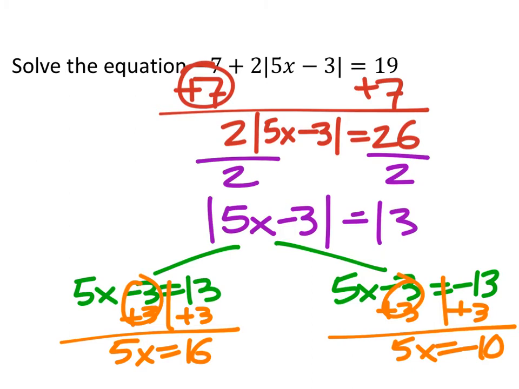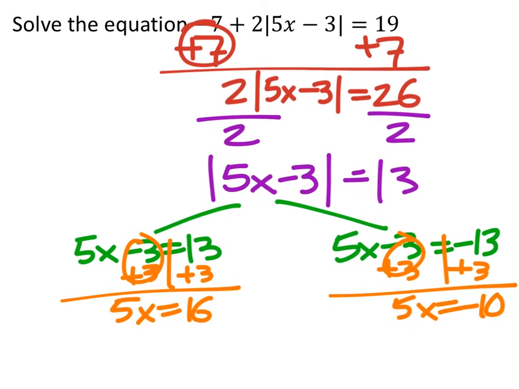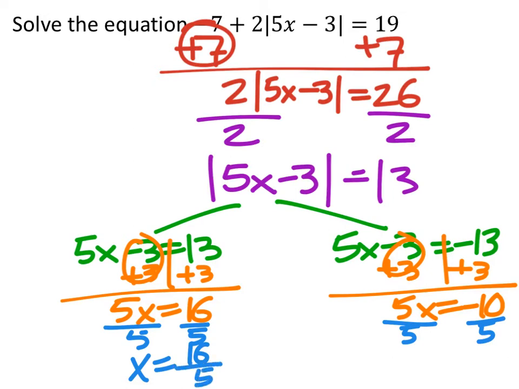So finally, to solve these ones, I'm going to give myself more space first. Yeah, we'll divide both sides of both equations by 5. So here on the left, x equals, I'm just going to keep this as an improper fraction, 16/5. And on the right, x will equal negative 2.